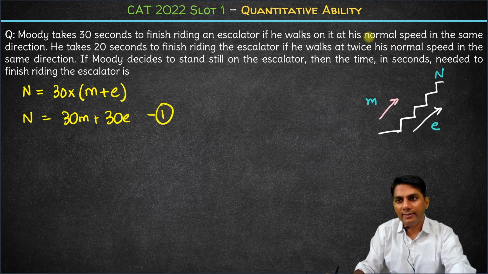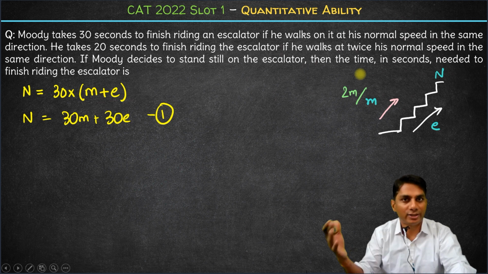Now in the second case, this is the first case, if he walks at his normal speed. Now he will take only 20 seconds to finish riding the escalator if he walks at twice his normal speed in the same direction. Now if his speed becomes twice, that is 2m, obviously if he is going faster, he will reach earlier.